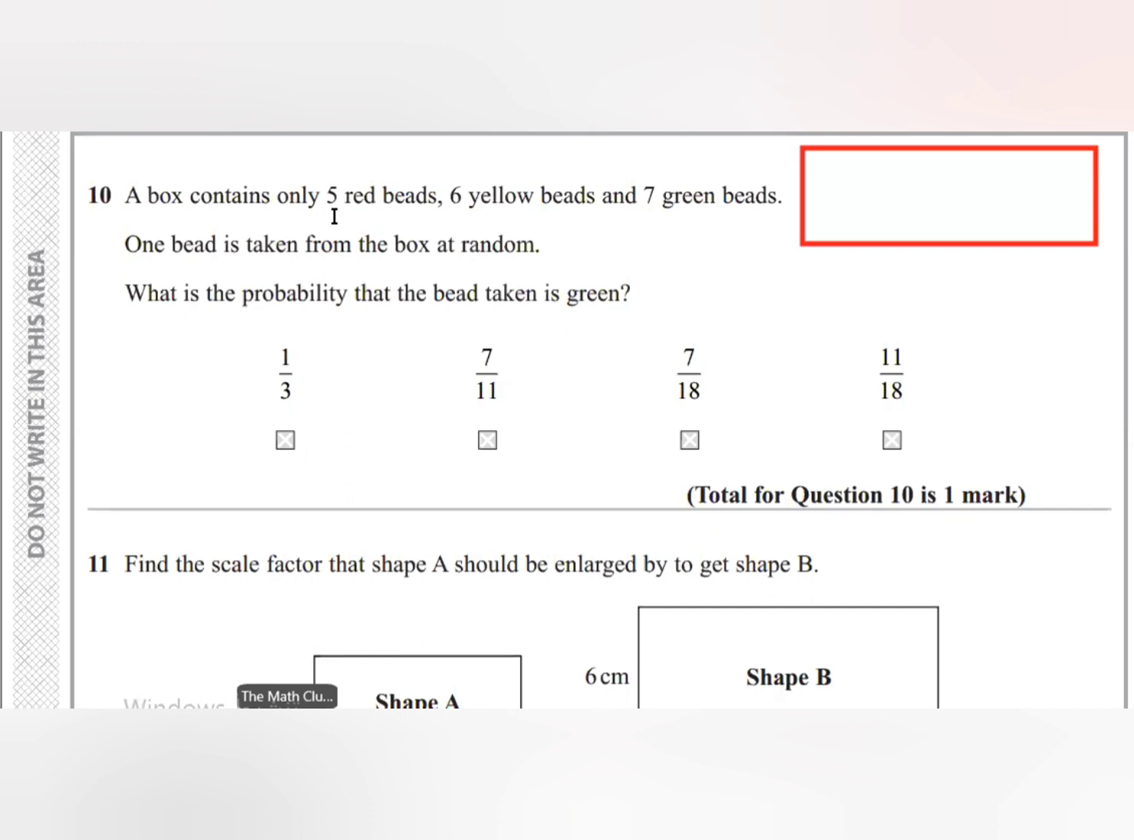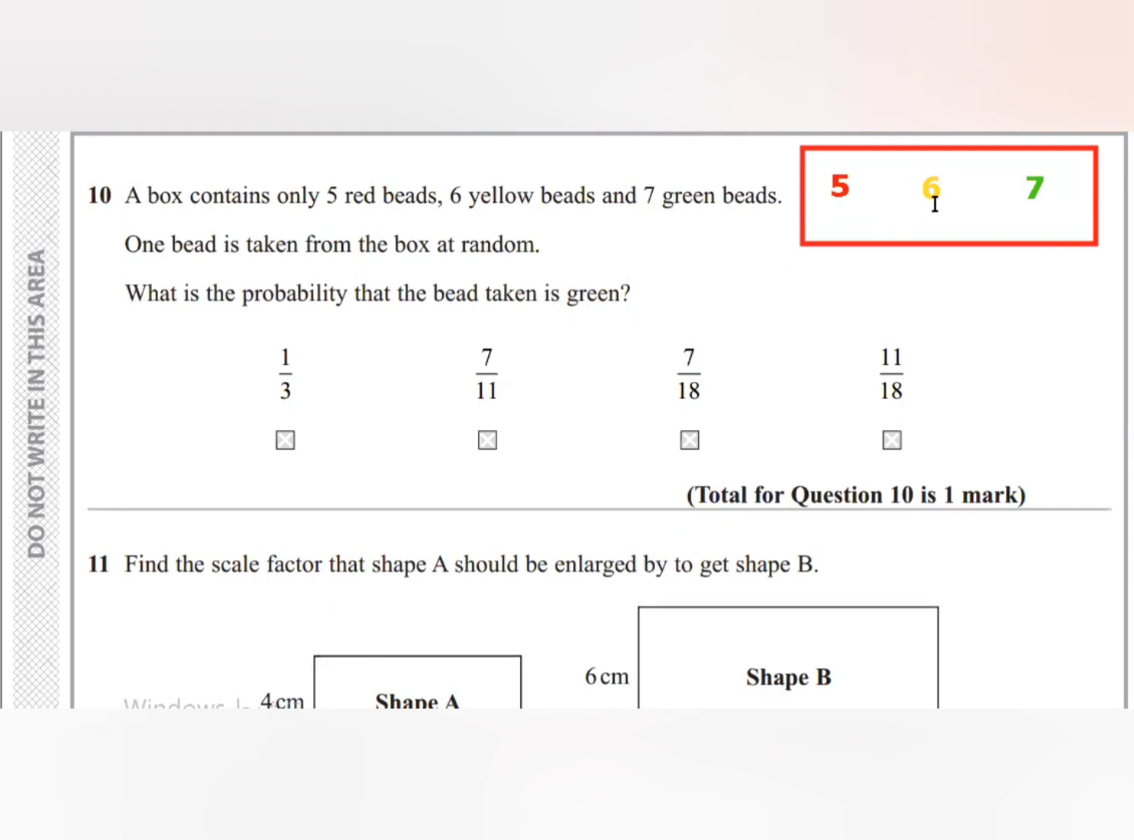We have 5 red ones, so I'm going to write 5 red like this. And then 6 yellow. Let's use yellow. So we have 6. And then the last one, 7 green. Let's make it light green so you can see it's green. Now we have 5 red, 6 yellow, 7 green. So we add them together to check how many beads are inside.